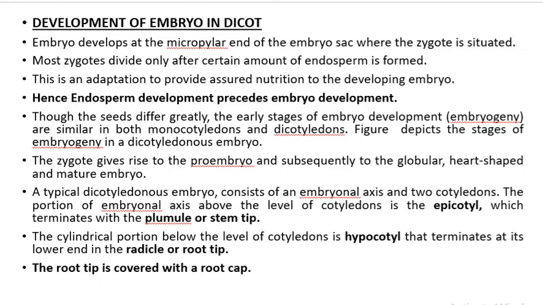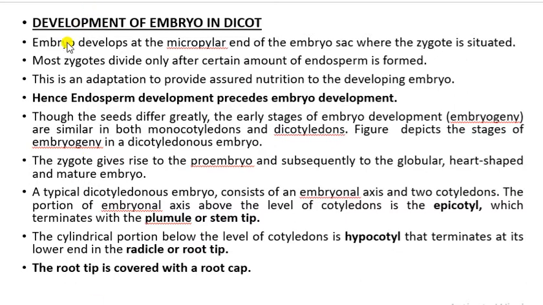Now, after the completion of the development of the endosperm, we move forward towards the second event which happens in case of post fertilization, that is, development of embryo. Now, there are two types of plants which are mainly found: dicots and monocotyledon plants. First, we'll go with development of embryo in case of dicotyledonous plant.